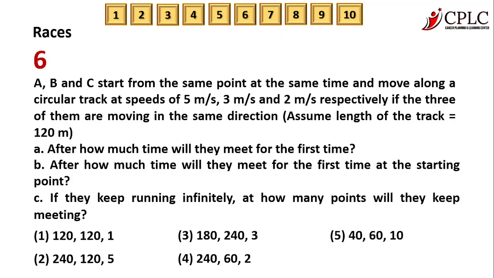Let's go to the sixth one, which says A, B, C, three runners now, same point, they start at the same time, and move along the circular track at speeds of 5, 3, and 2 meters per second, respectively. If the three of them are moving in the same direction, assuming the length of the track is 120 meters, and the same three questions: when will they meet for the first time?